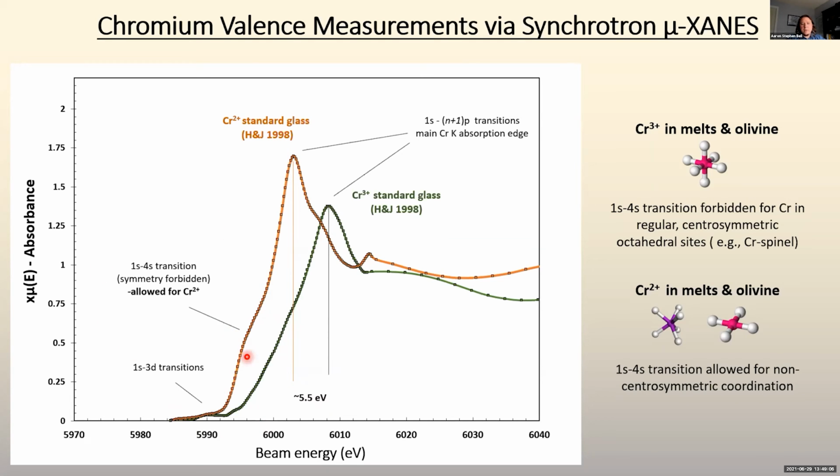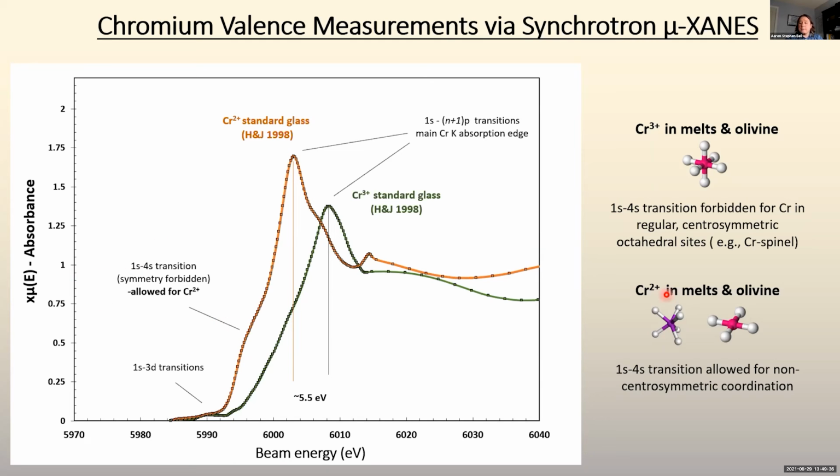This sort of bump on the side of the spectrum has been attributed to the 1s to 4s electron transition. This is an important spectral feature for chromium in that basically this transition is allowed for divalent chromium. Formally this transition, a 1s to 4s transition, would be symmetry forbidden. So it's not a transition that would normally be allowed. If you had chromium 2 plus in regular octahedral coordination, you wouldn't see this.